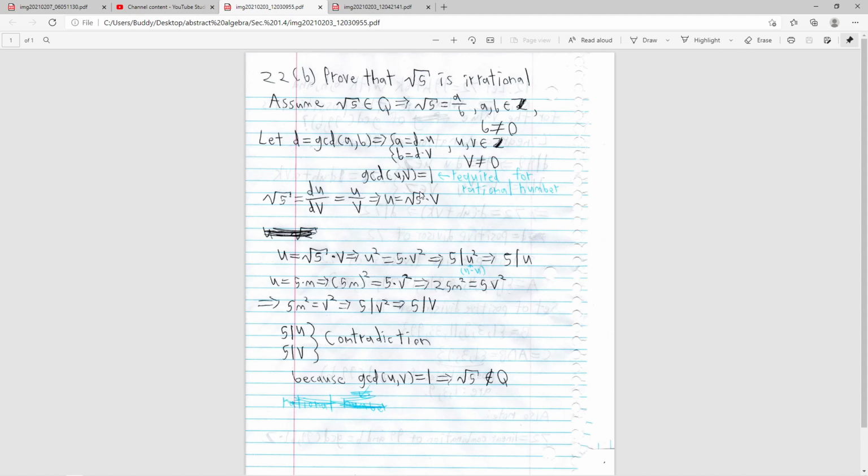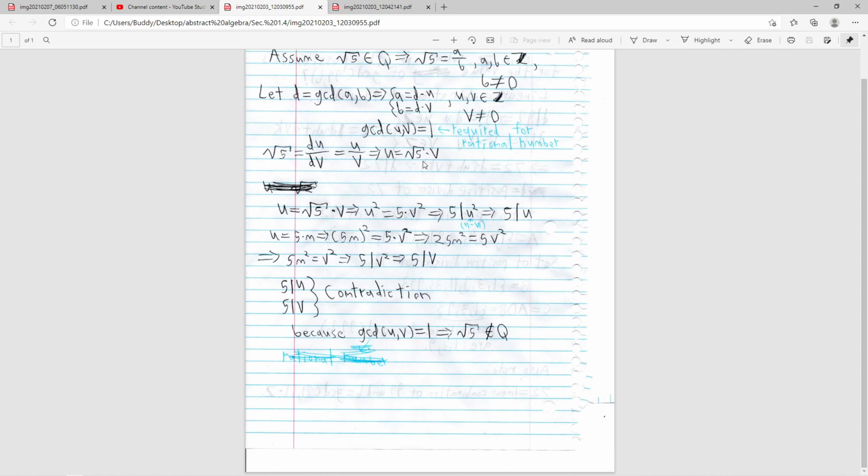This implies that U equals square root of 5 times V. So we contradict the fact that they're relatively prime by showing this. If you square both sides, you get U squared equals 5 times V squared. And that means 5 divides U squared. Now, U squared is U times U, so if 5 divides U squared, that means 5 divides U.